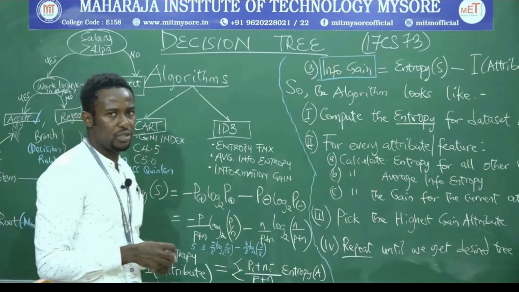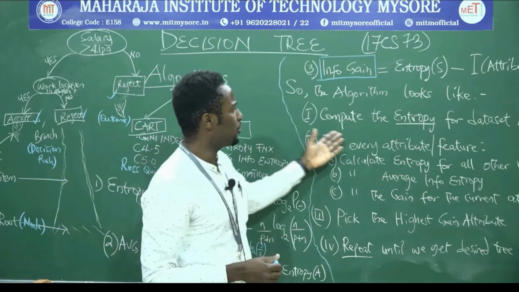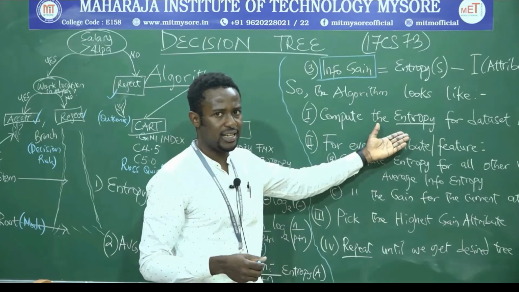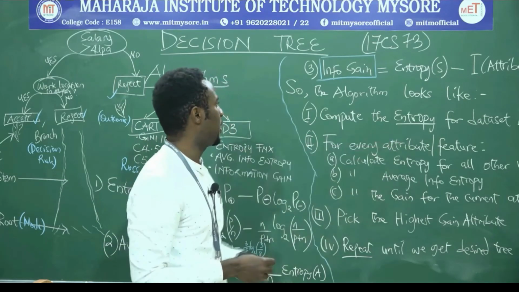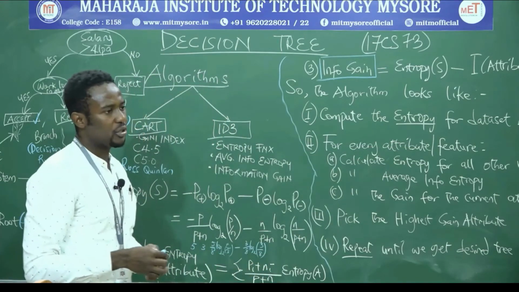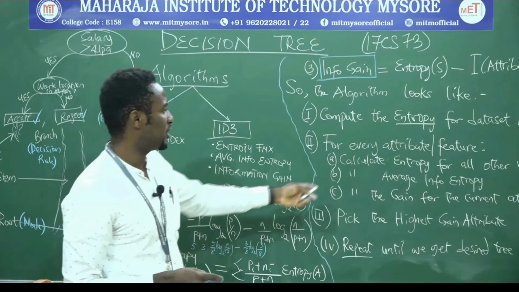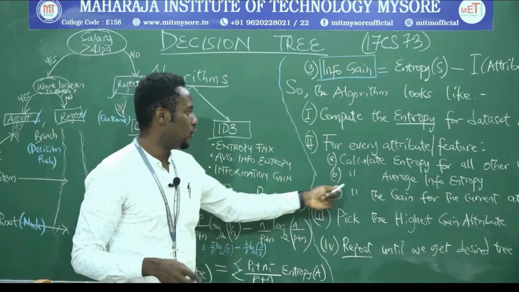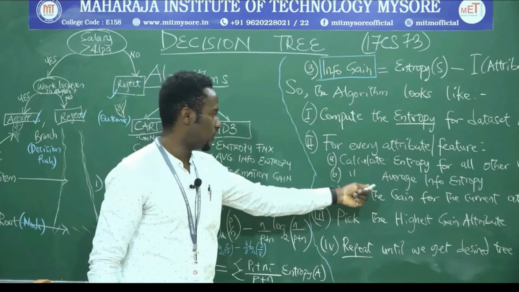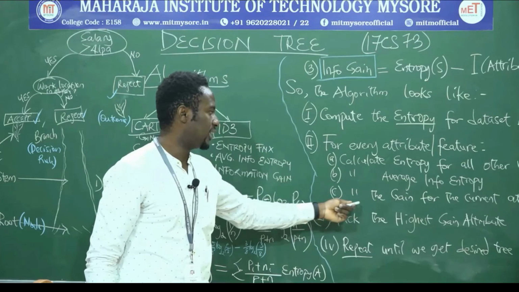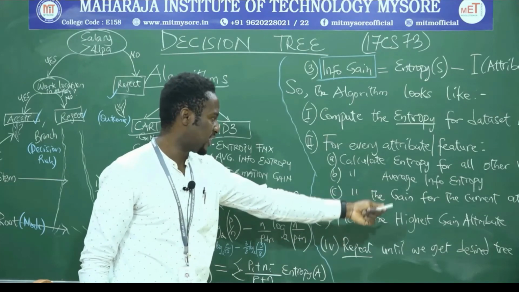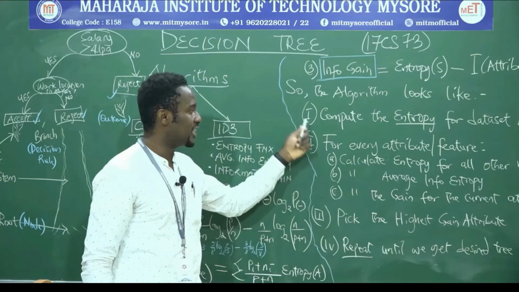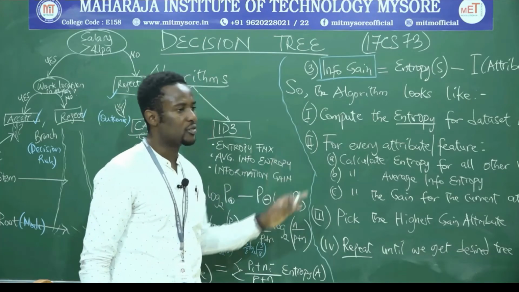So the algorithm looks like this. We compute the entropy for the entire data set, which we call entropy of S. Now, for every attribute or feature, we calculate the entropy for all the values. And then we calculate the average information entropy. Then we calculate the information gain for that current attribute. And after this is done, we will now make a smaller table.